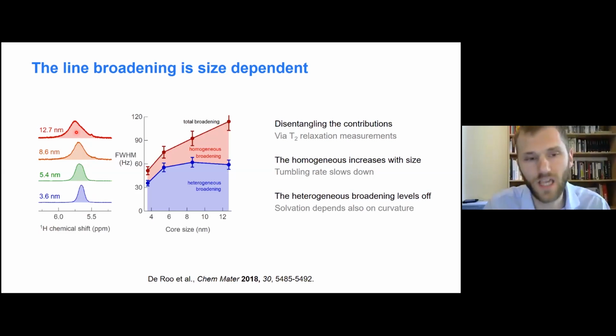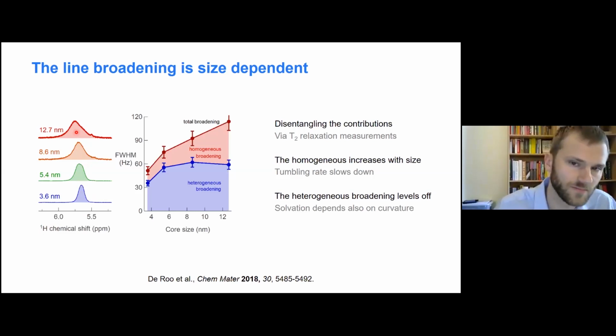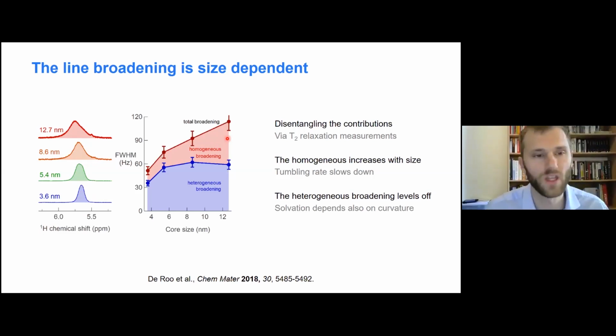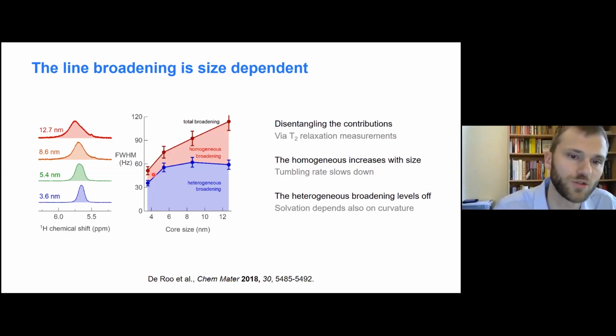And we disentangled, again, the contributions into a homogeneous broadening and a heterogeneous broadening. And then you see something very curious. The homogeneous broadening is always increasing, and that is logical, because the homogeneous broadening depends on T2 and thus on the tumbling. When you have a bigger object, you get slower tumbling and more T2 relaxation. So this is exactly what it should be. You should see a continuous increase in the homogeneous broadening.